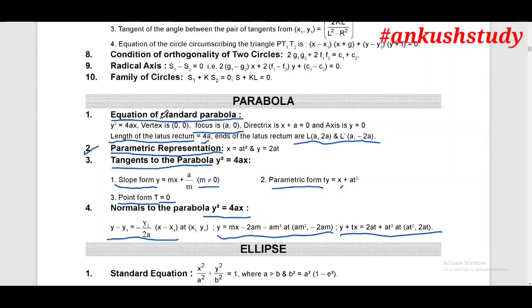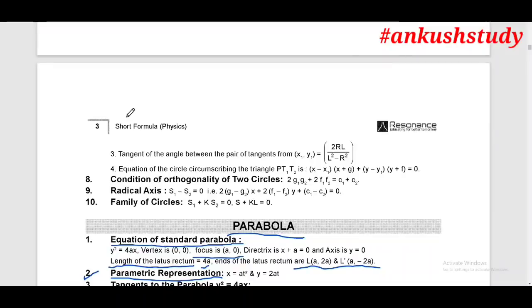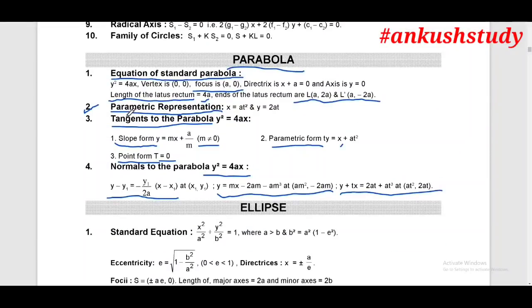Okay, so these were the formulas of the chapter parabola. These formulas are important, and there is a weightage of this chapter also. So please revise all the previous chapter formulas also.